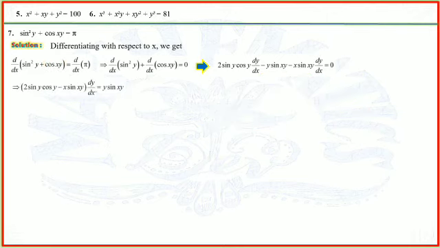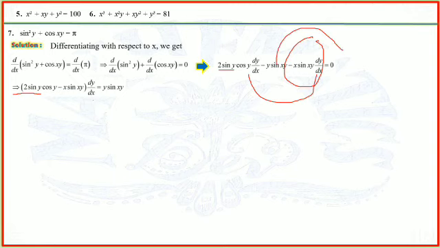Next step is 2 sine y cos y, minus x sine xy, and the dy upon dx taken common from these two terms. This term we have taken to the right hand side, minus y sine xy. Now finally we'll divide.